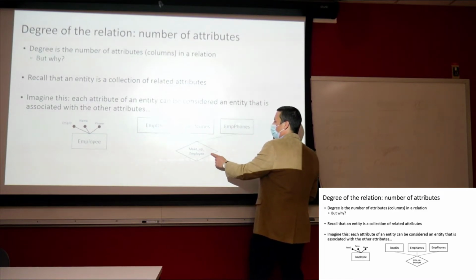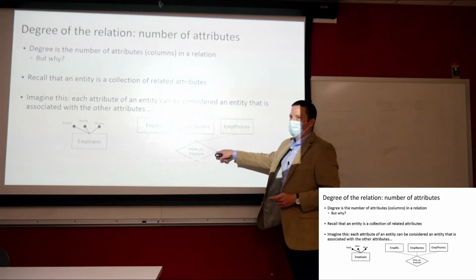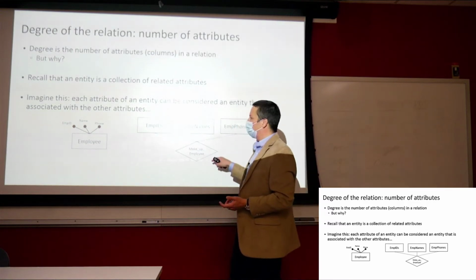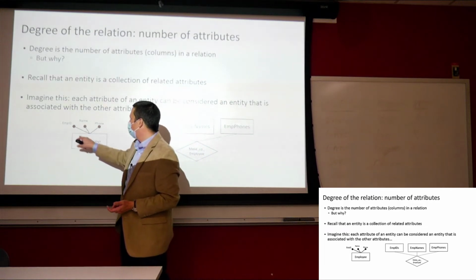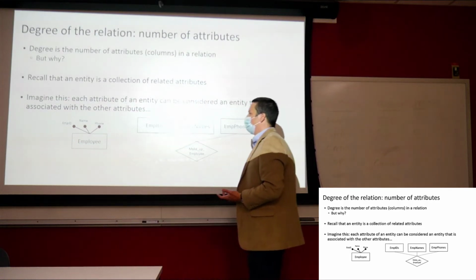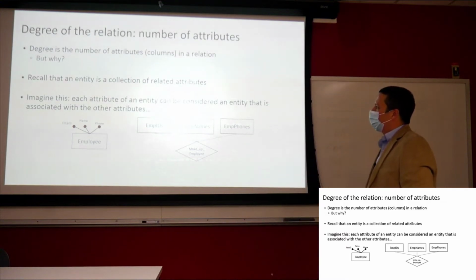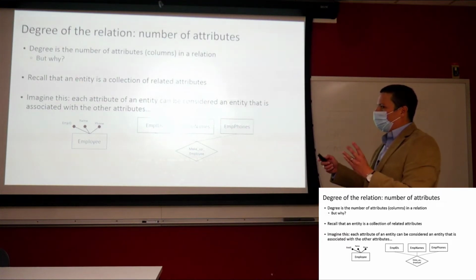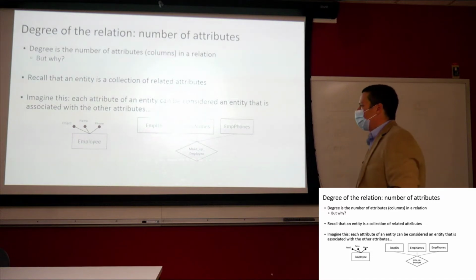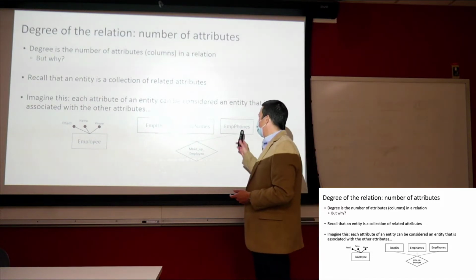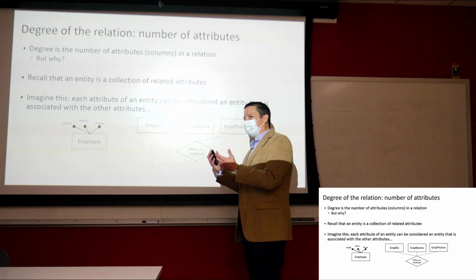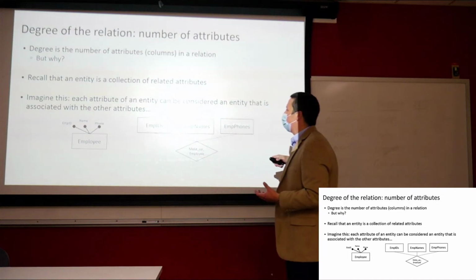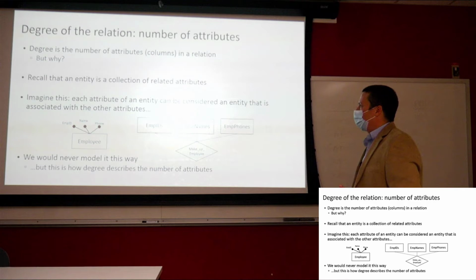But in this case, what would the degree of this relationship be? 3, because we have 1, 2, 3 entities participating in the relationship. And the degree of this relation is 3 because we have 1, 2, 3 attributes making up the relation. So that's why the degree of a relation is the number of attributes, and the degree of a relationship is the number of entities making up a relationship, or the number of entities participating in a relationship. Kind of a different thing, but actually kind of the same thing when we think about it like this.